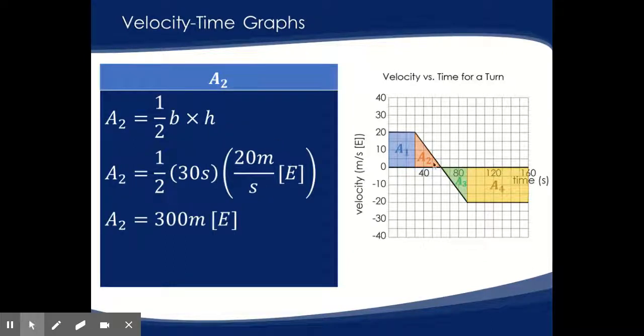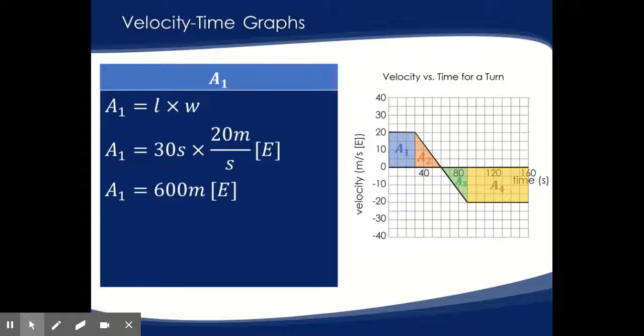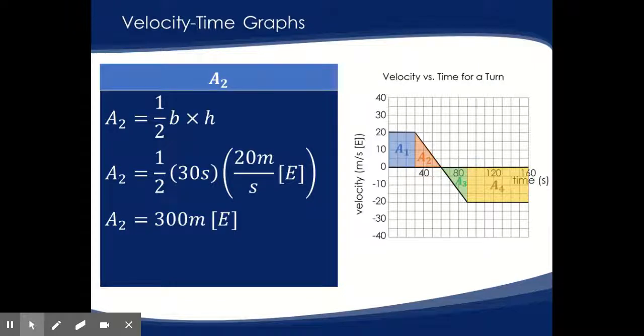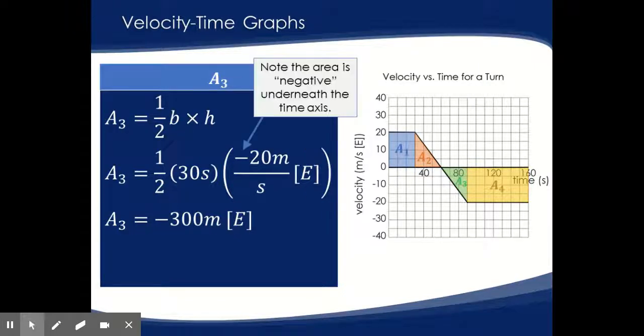For A2, we're going to have 1/2 base times height. The base here, we're going from 30 to 60 seconds, so the base would be 30 seconds long, and the height is still going to be 20 meters per second. So the second area is 300 meters east. Eventually we'll be adding the 600 to the 300, so that tells us that they've moved 900 meters in the east direction.